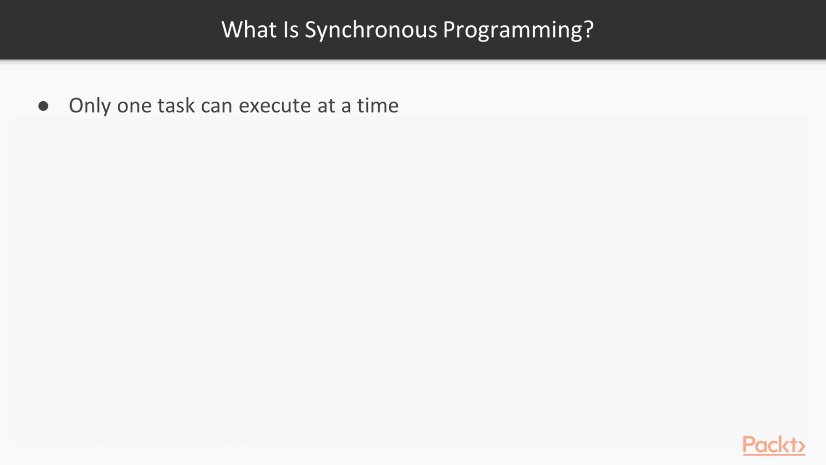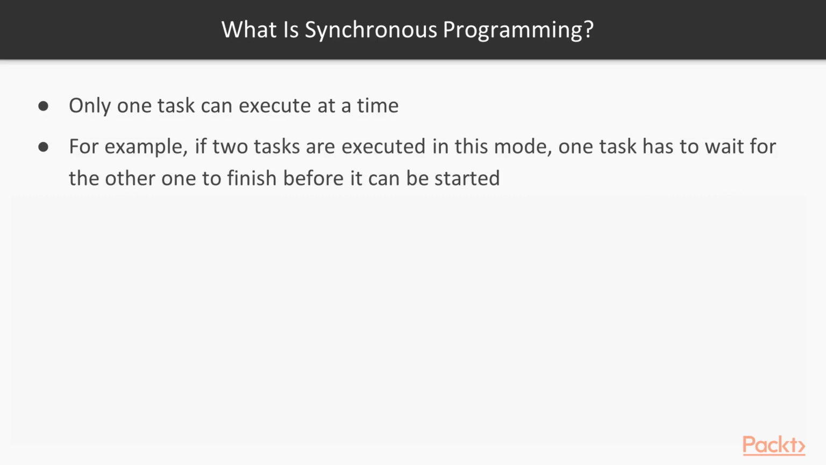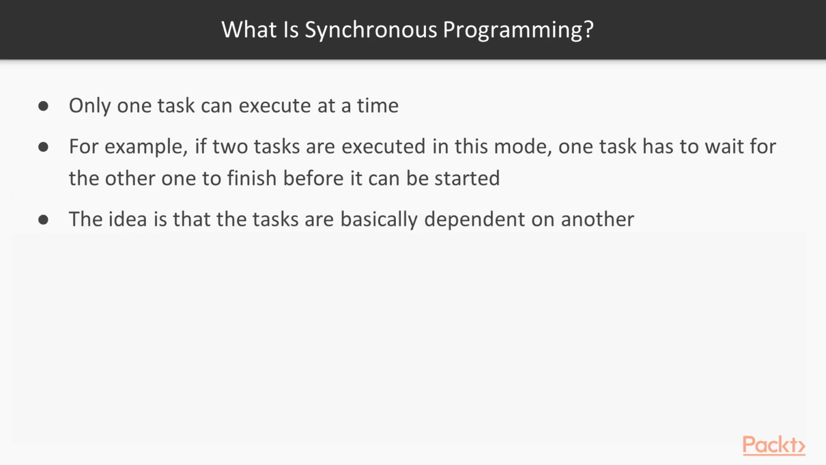In synchronous programming, only one task can execute at a time. For example, if two tasks are lined up for execution, then one task will begin executing and the second task has to wait until the first task has finished executing. Only when the first task has finished its execution can the second task start. So, in a synchronous programming model, the tasks are basically dependent on each other.